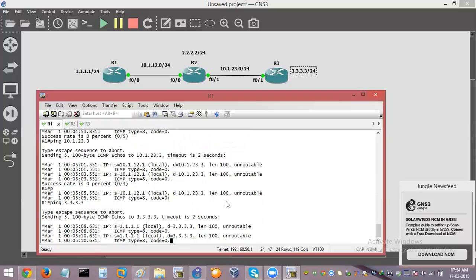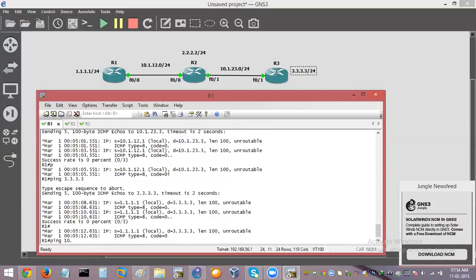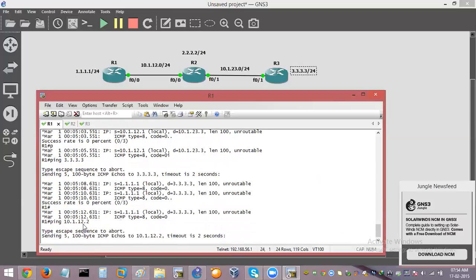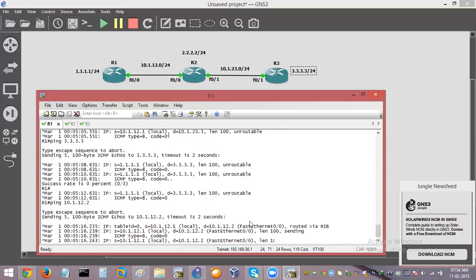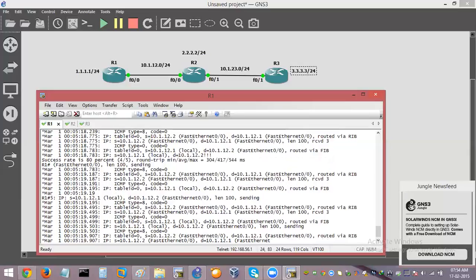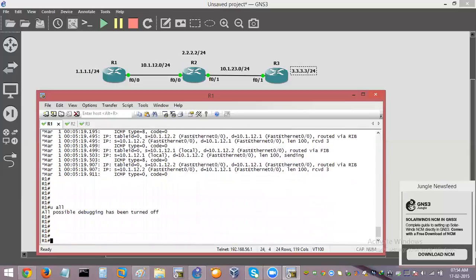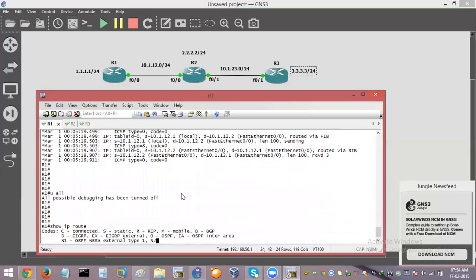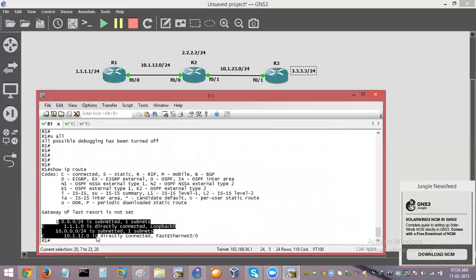Right now, if you try to ping 10.1.12.2, this will be routable because it is directly connected to me. I have a route. You can see I'm getting replies from R2. Stop the debug. If you check show ip route, I only know about these two networks. If I try to ping any other network, I will not be able to.